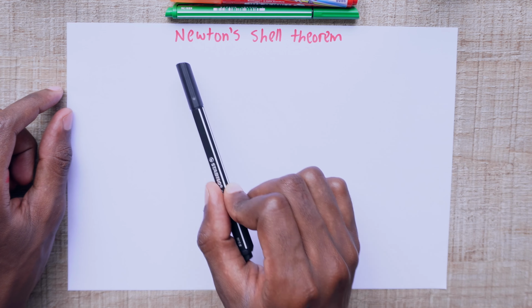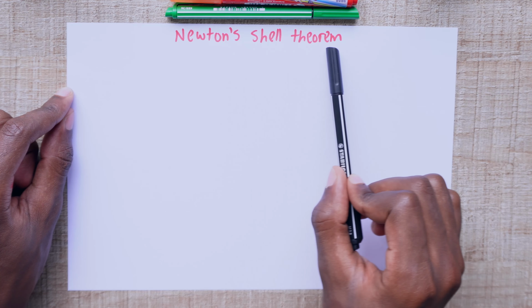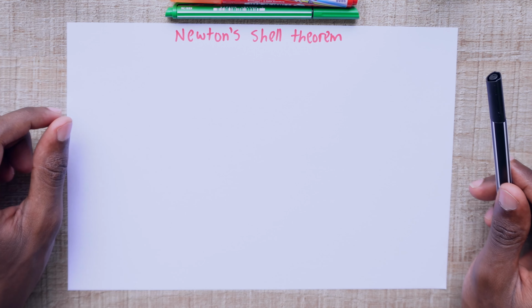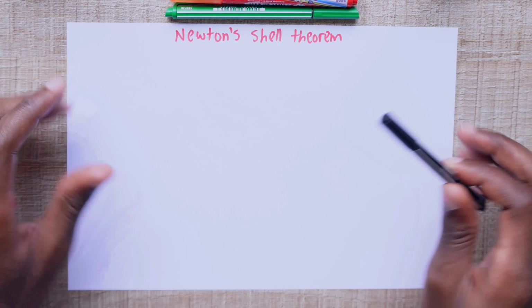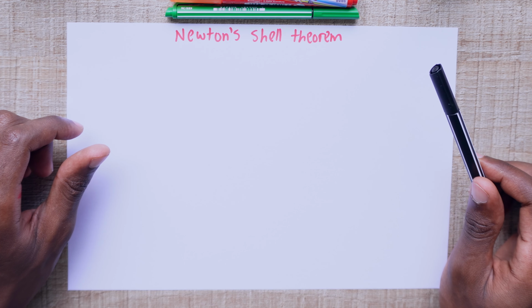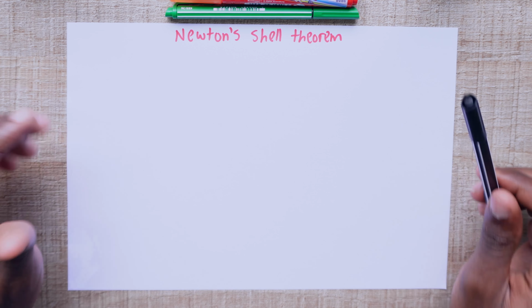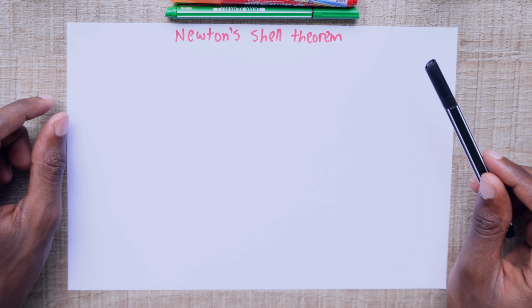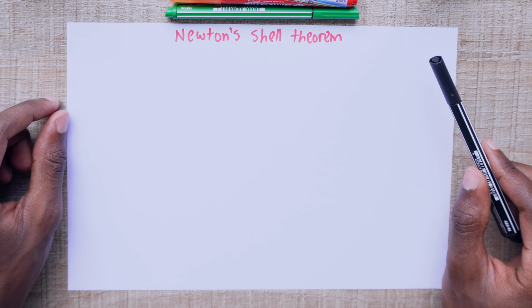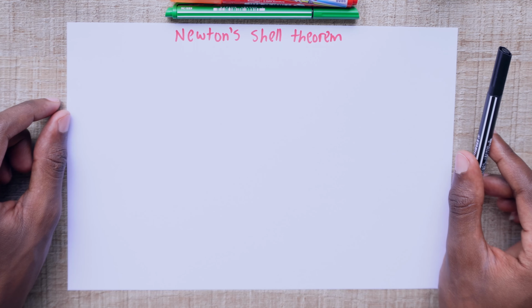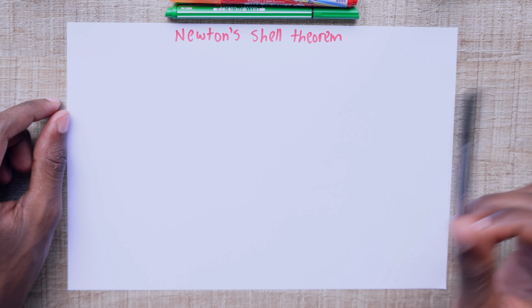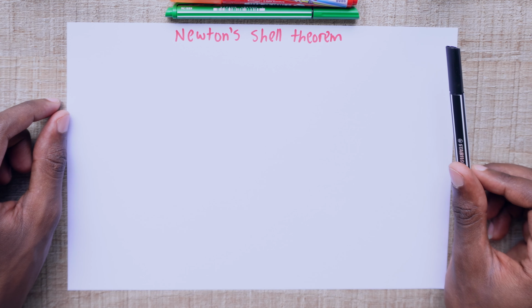Today we are going to look at Newton's shell theorem, which describes the gravitational forces that are exerted by spherically symmetric shells on objects. The shells could be hollow or solid, and there are really some nice implications to this. This derivation was first demonstrated by Newton himself using his theory of universal gravitation.